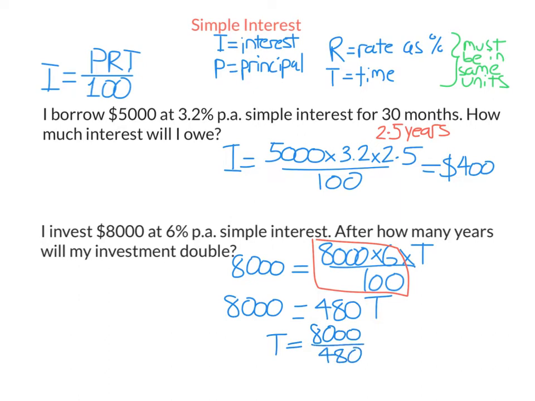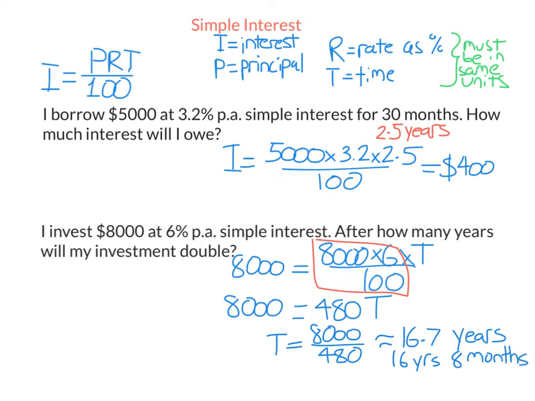And so the answer we get is 16.6 recurring. So I'm just going to round it to one decimal place. It's going to be 16.7 years, or 16 2/3 of a year. That's 16 years and 8 months. That's how long it will take to double.